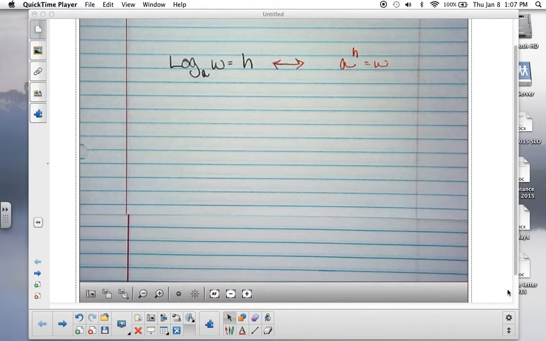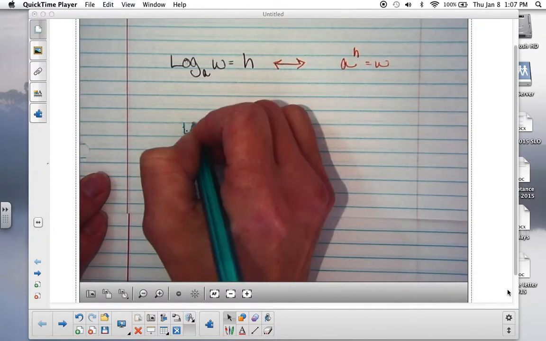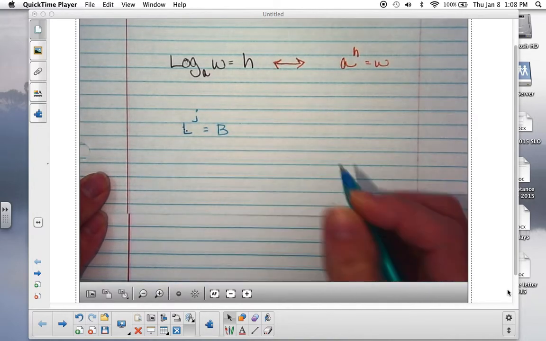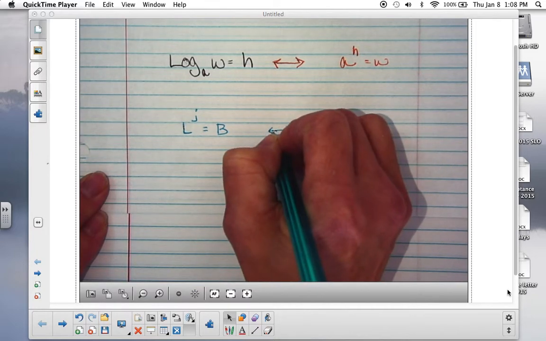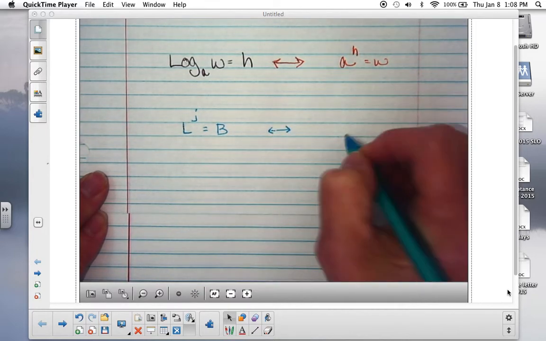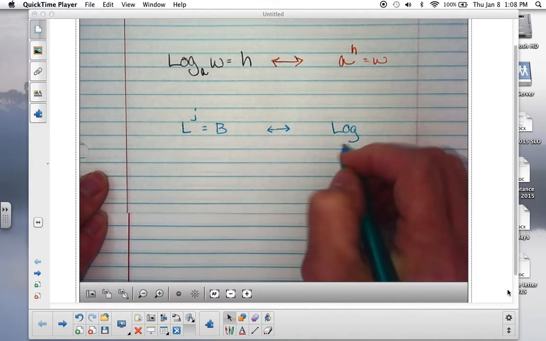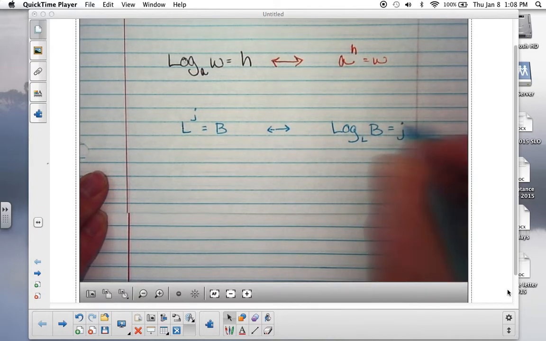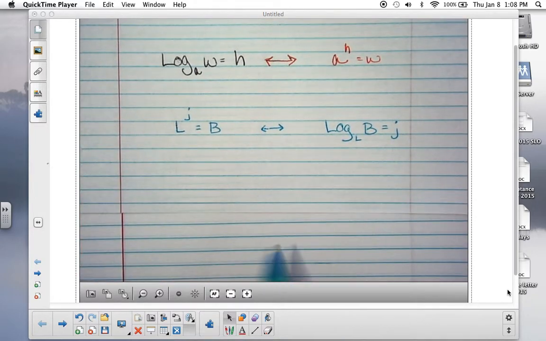Working in the other direction, suppose we have something like L up to the J equals B. And they ask you to make that into log form. So I've got exponential and now I need log. I'm going to write the word log. The low part is the L of B equals J, because this thing that's over here is the exponent.